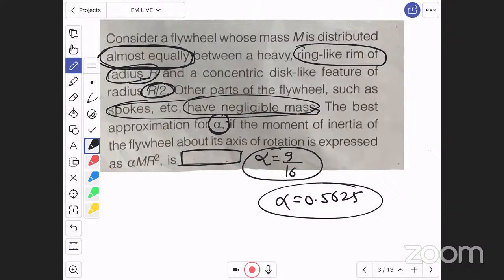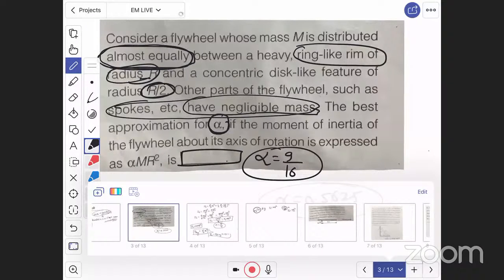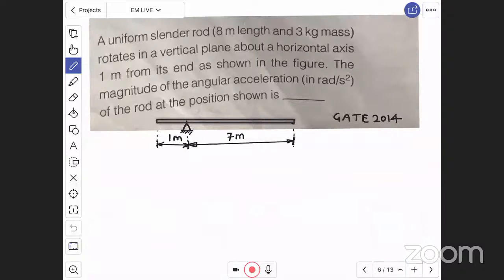So, if no doubt, then let us jump on to the next question. Now, the next question was asked in GATE 2014 for 2 marks again. This question was also asked in GATE 2014 for 2 marks.